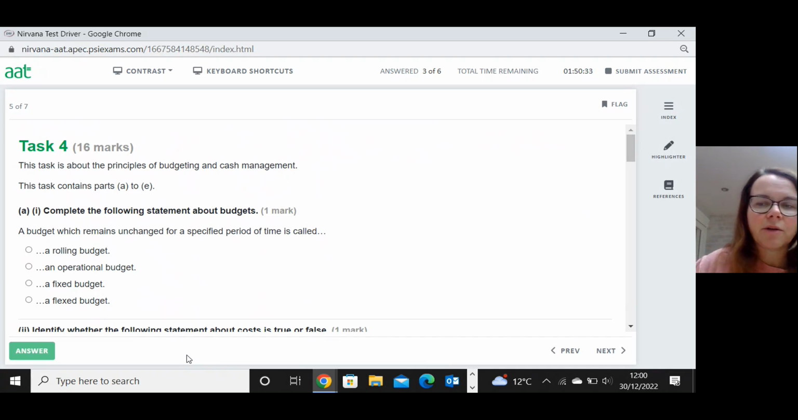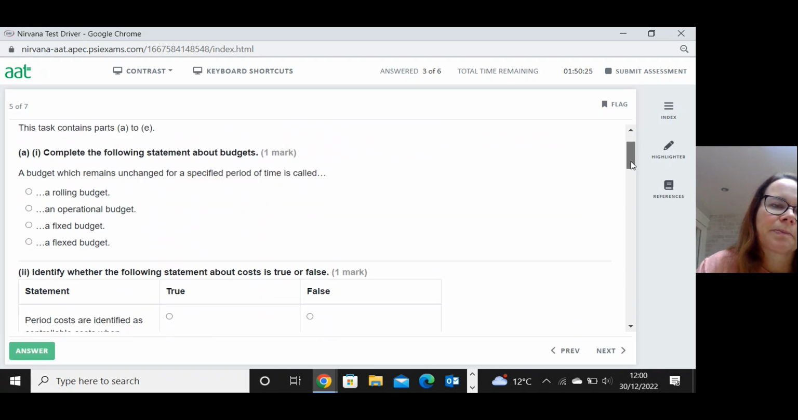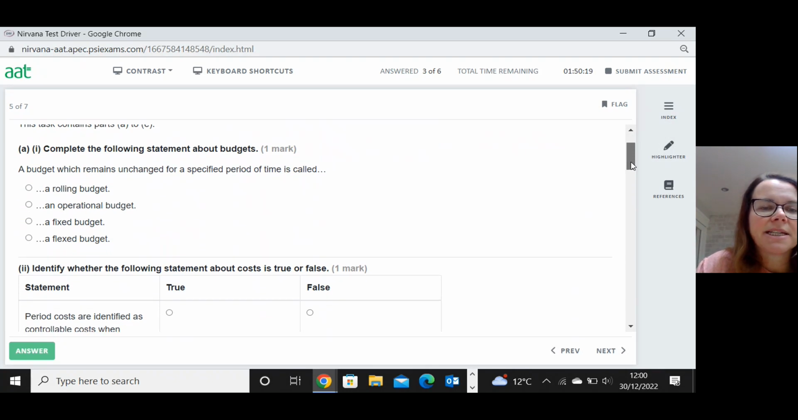Okay, moving on to the final question before we hit the spreadsheets. Task 4, this is only 16 marks, about the principles of budgeting and cash management. Complete the following statement about budgets. A budget which remains unchanged for a specified period of time is called. Right, is it a rolling budget?